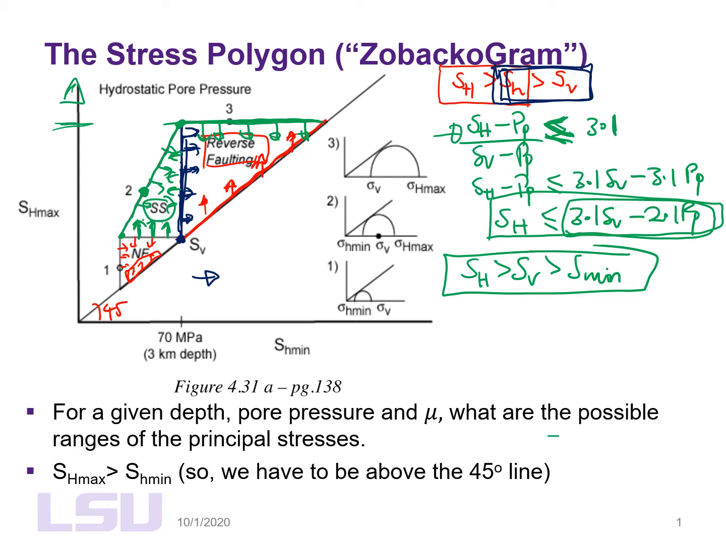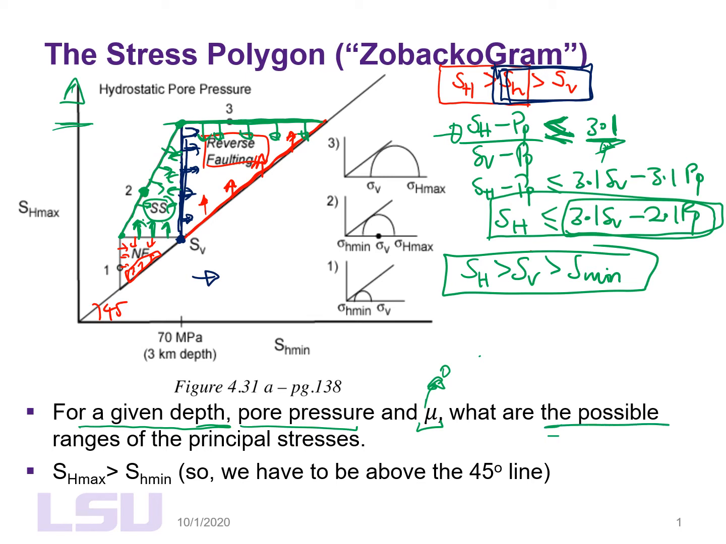And that's pretty much what the story is. So for a given depth, pore pressure, and mu, right? Mu was 0.6. That's how we're able to get this 3.1, right? But you can always substitute whatever mu is to get the updated value for this.